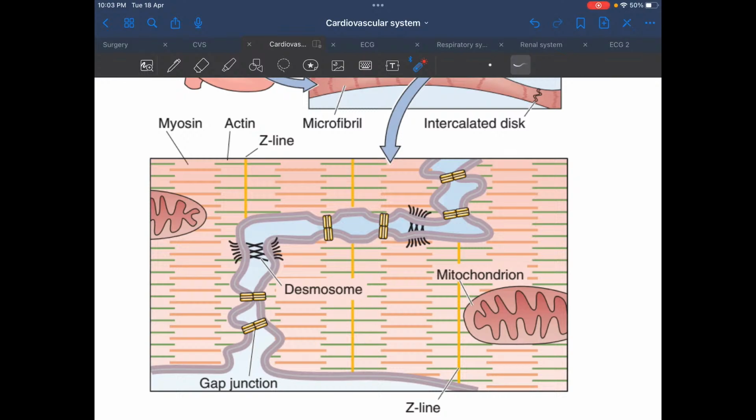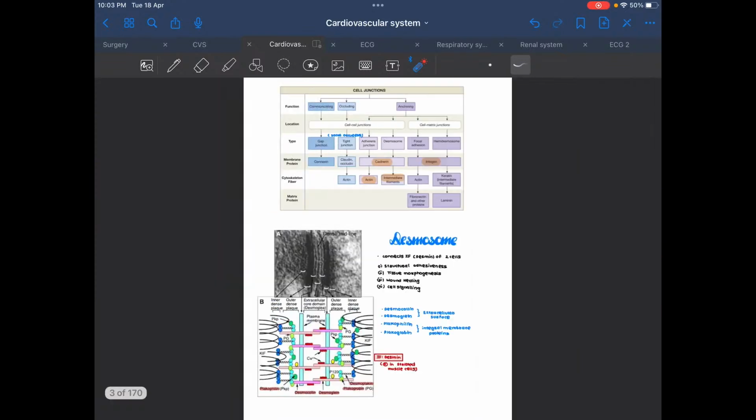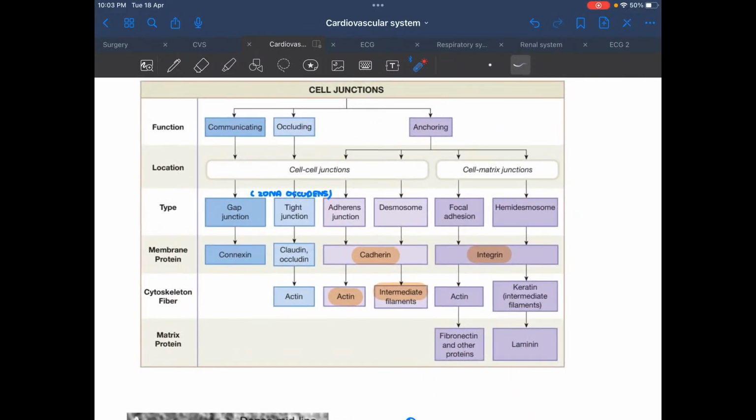or the stroke volume that we need. So this is the gap junction, and I think you might be remembering what are the different cell junctions that we have. So for now, we are discussing the gap junction.